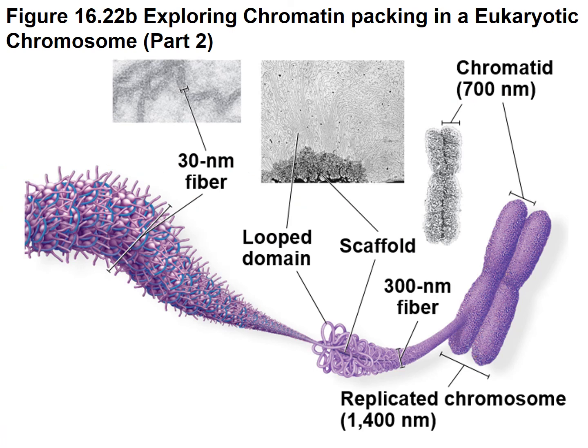Figure 16.22b illustrates these next two levels of compaction. So first on the left-hand side, we see the formation of the 30 nanometer fiber. And again, this is when the nucleosomes are pulled closer together. After that, we see the next level was the loop domain. And this again is when the 30 nanometer fiber attaches to the scaffold, or what we call the nuclear matrix.